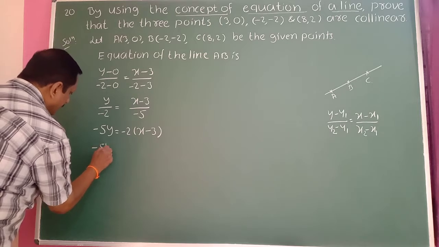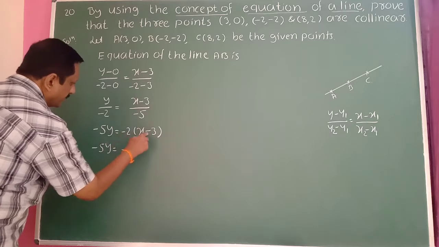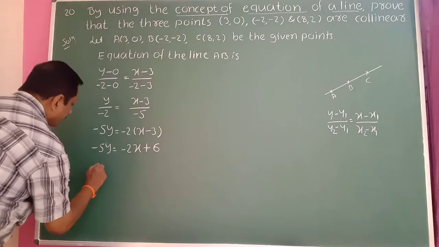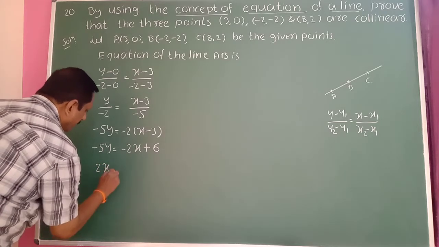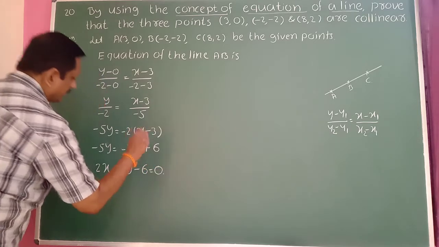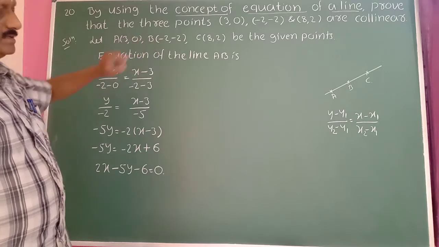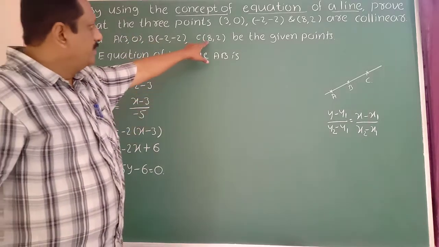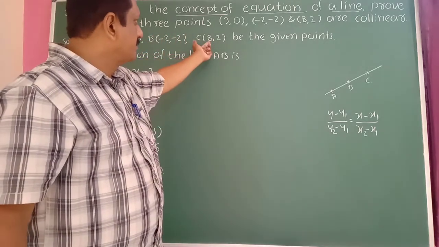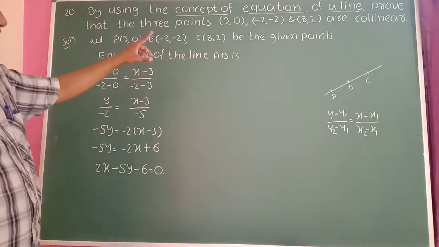Take -5 to this side and -2 to this side, so -5y is equal to -2 into (x minus 3). Keep -5y as it is. Minus 2 into x is -2x, and minus into minus plus, 3 twos are 6. Take both terms to the left side: 2x minus 5y minus 6 is equal to 0. So this is the equation of the line AB passing through these two points. If you substitute x equal to 8, y equal to 2 and the equation is satisfied, then only the point lies on it.